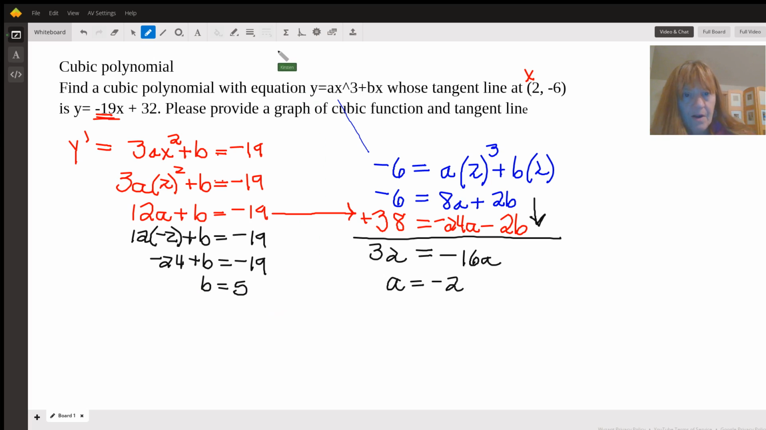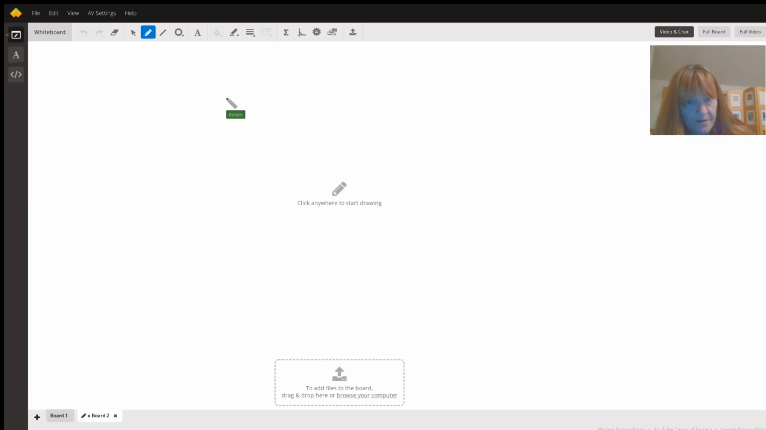This means that our answer is y is equal to -2x cubed plus 5x. Now, in order to verify that answer, it's a good idea to actually take a look at the graph and its tangent line. I don't have a whole lot of room for that on this screen, so let's take a look at it on a new screen here.